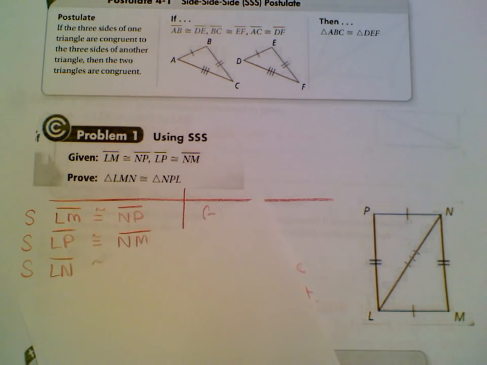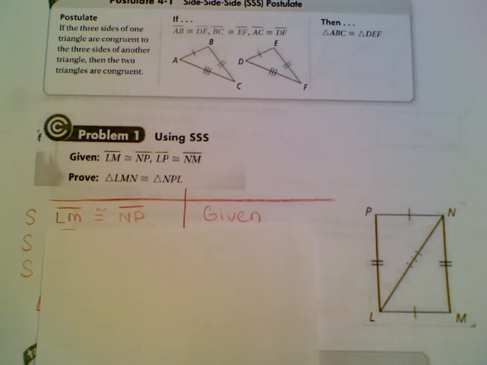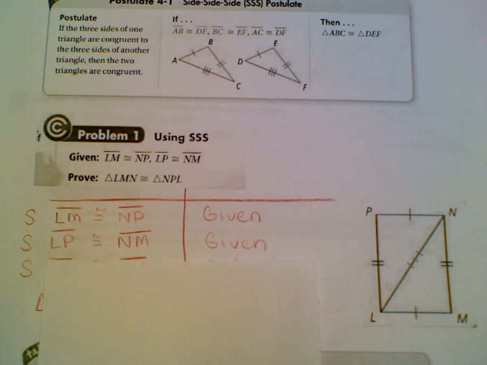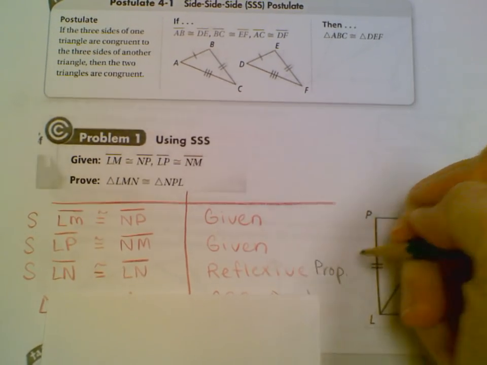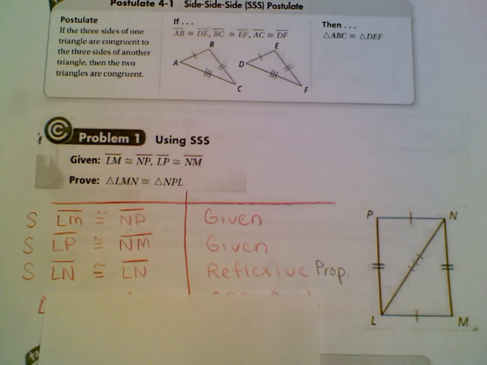So we're going to pick one of our sides. I'm going to write that LM is congruent to NP, and the reason I know that is because it was given. They told me that piece. Then I'm going to pick another side that I know is congruent, and that's LP congruent to NM, and again, that's because it was given. And then I need that third side. LN is congruent to LN, because we were talking through it and said I was going to need three sides, so I can write that it's congruent to itself by the reflexive property.